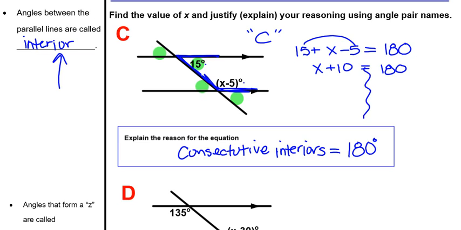And then from there, I would subtract 10 on both sides. Bring down the x. Those guys make 0. 170. It turns out that this x value right here is 170 degrees. 170 minus 5 equals 165 degrees. 15 degrees plus 165 degrees turns out to be supplementary angles, consecutive interiors.